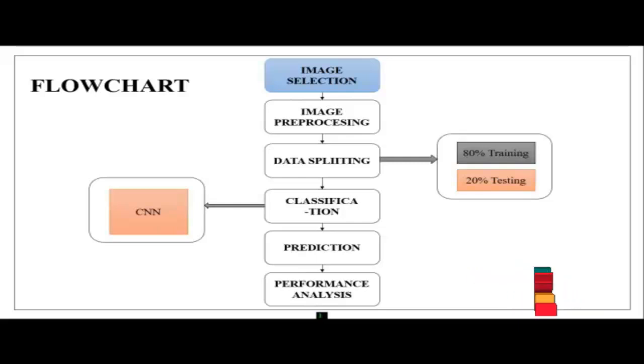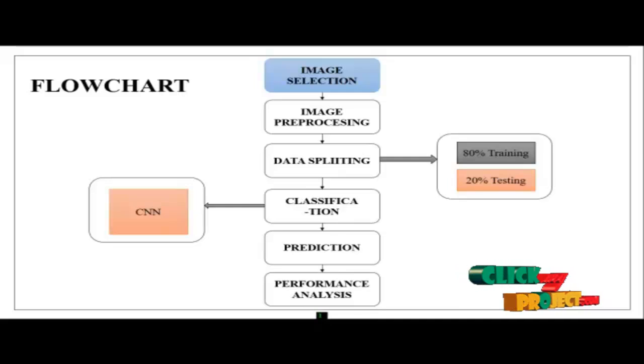Our project flowchart is based on this. Image selection means first we have collected the coin data. After that is the image resize method, where every image is resized to 256 by 256. After that is the data splitting process, 80% for training and 20% for testing. Finally, we classify using the CNN algorithm.